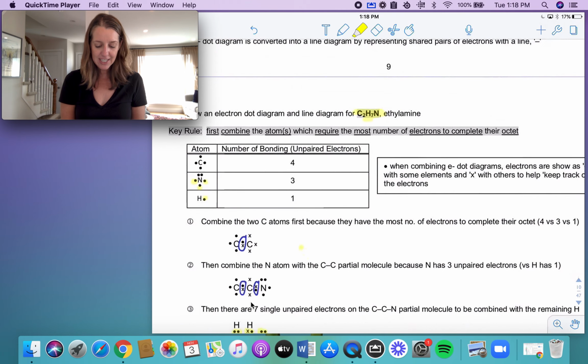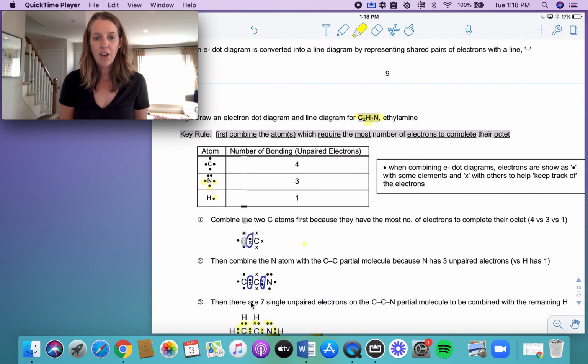When you are combining electron dot diagrams, it's often best to show them using different symbols. You can use circles, you can use X's. It really doesn't matter as long as you can show your work for how you do this. So step number 1, what you're going to do is combine the 2 carbon atoms first. Why? Because based on the rules that you've read above, they have the most number of electrons to complete their octet. So I know that carbon and carbon are most likely going to be bonded together.